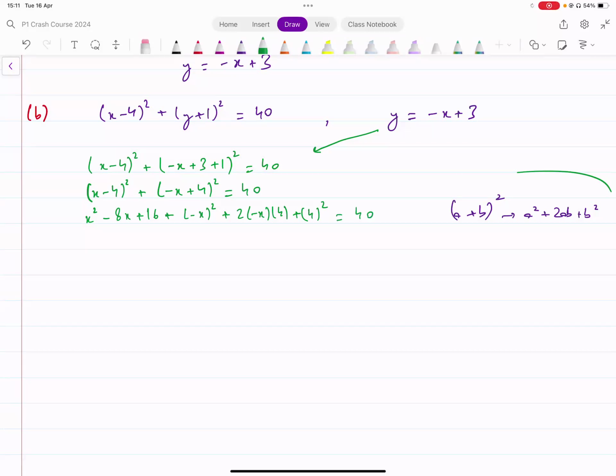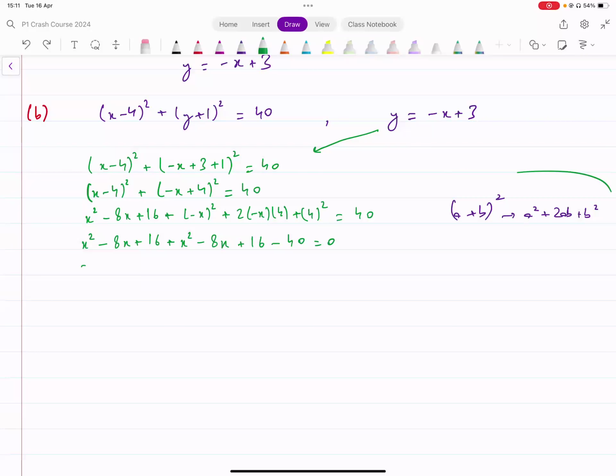Okay, on the other side, you've got 40. Now, let's simplify this. This gives us x squared minus 8x plus 16 plus x squared minus 8x plus 16 minus 40 equals 0. Now, let's try to simplify this. 16, no, it doesn't get cancelled. Minus 8x, x squared, 16. Okay, nothing is getting cancelled.